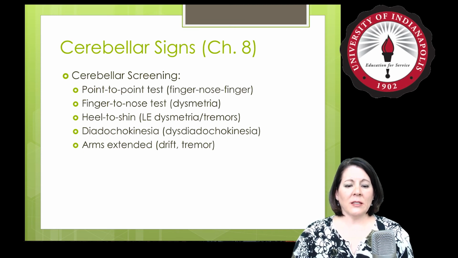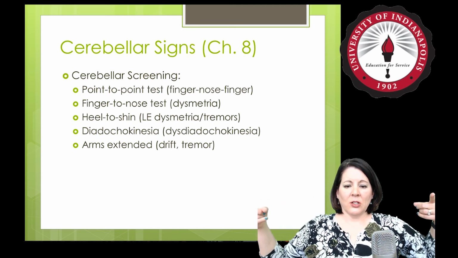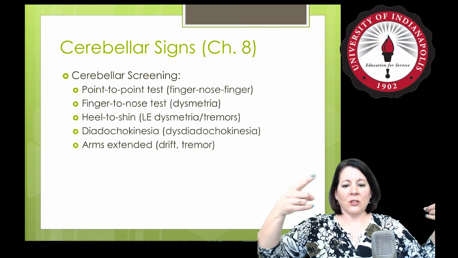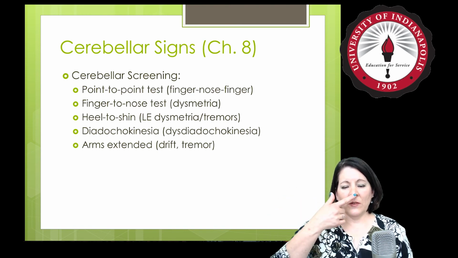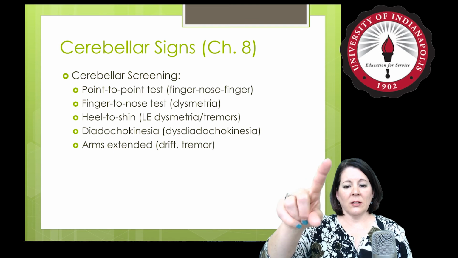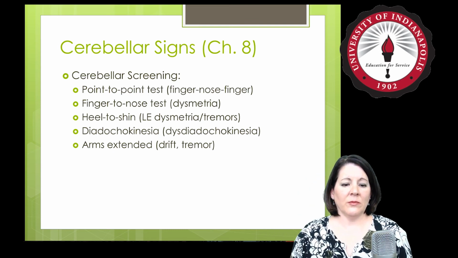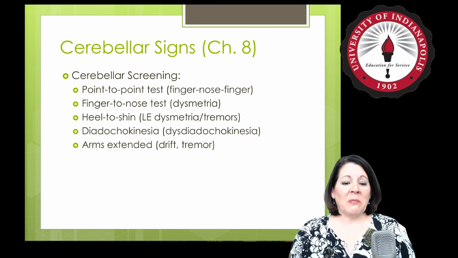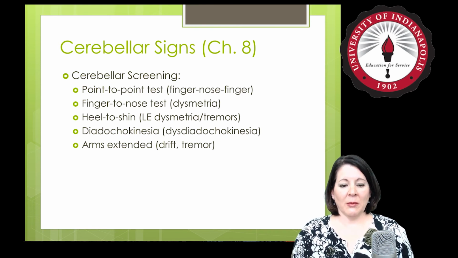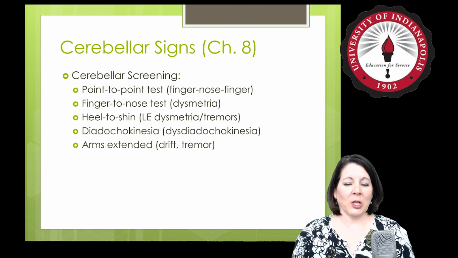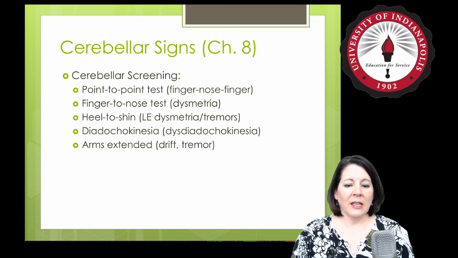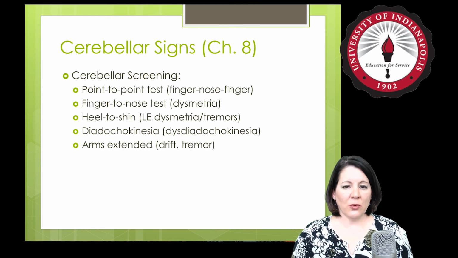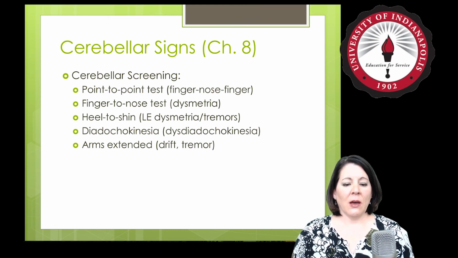But finger-to-nose test is, of course, where you have the person touching their nose with their finger and seeing if they can target their nose, eyes open, eyes closed. And then finger, nose, finger to my finger. That's the point-to-point test. And then heel to shin, and I'm not going to be able to demonstrate that in the video because I can't get my legs up to where you can see them on the screen, but that is where you're going to take the heel of one foot and drag it down the shin of the opposite leg. And if you see dysmetria or tremors in the lower extremities with that, then that would be impaired.